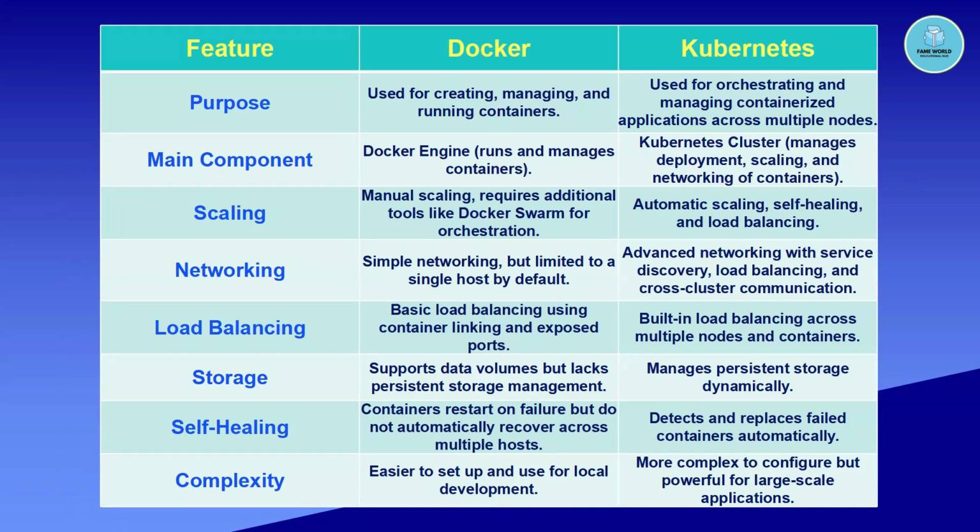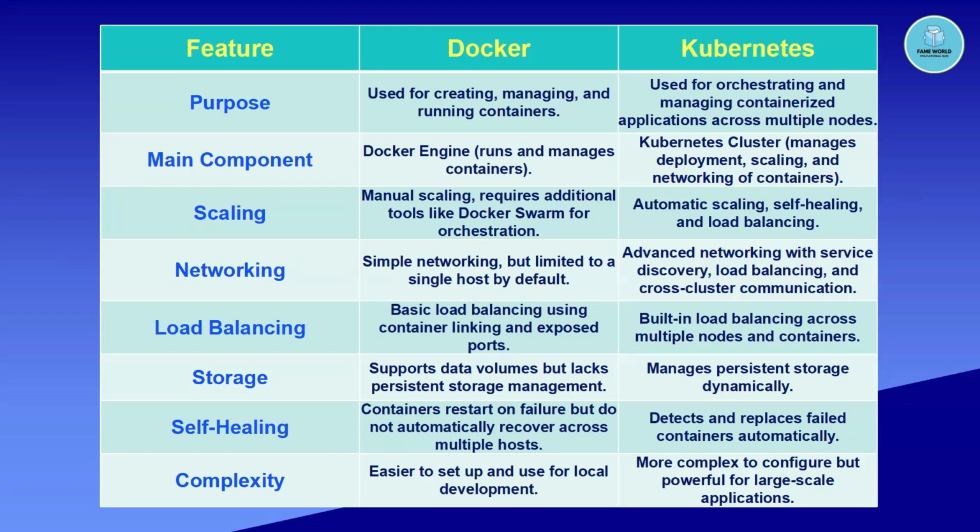So let's talk about the purpose. Docker is used for creating, maintaining, and running containers. Kubernetes is used for orchestrating and maintaining containerized applications. So simply, Docker is used for creating, managing, and running containers, and Kubernetes is for managing the containerized application across multiple nodes.